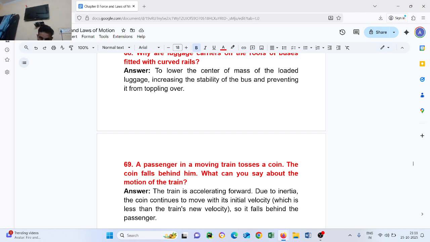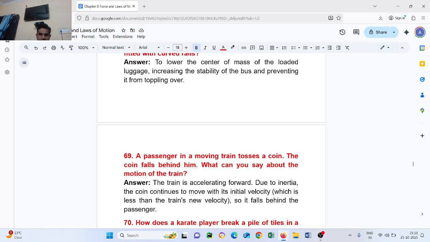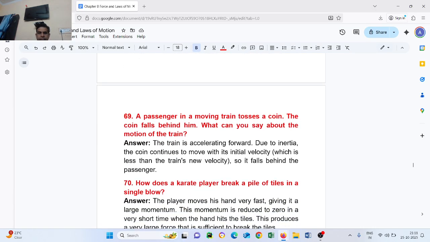The train is accelerating forward. Due to the inertia of motion, the coin continues to move with its initial velocity, which is less than the train's new velocity. So it falls behind the passenger.